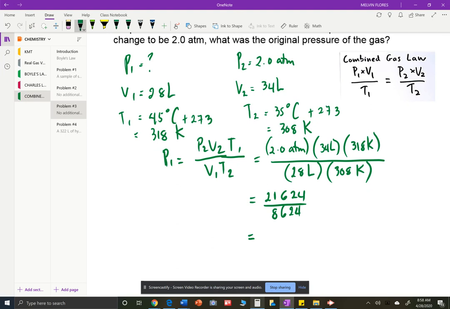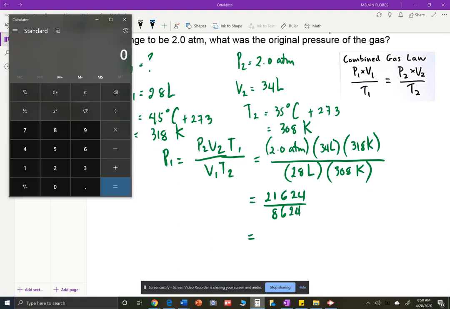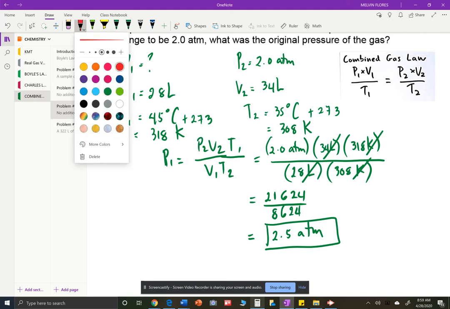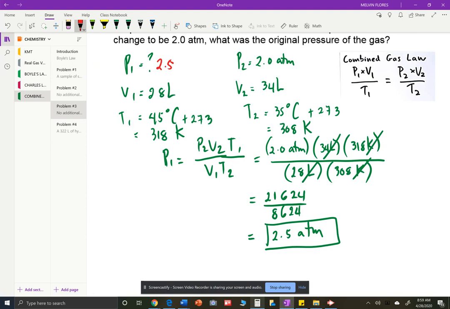So you're going to divide these two numbers, 21,624 divided by 8,624, and that would give you 2.5. So we have 2.5 atm. Okay, make sure you cancel out the units that are not required. So this is going to be your initial pressure, which is 2.5. So your initial pressure is 2.5 atm.